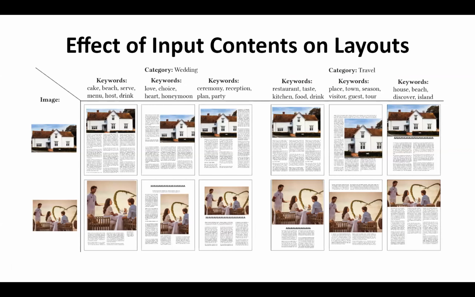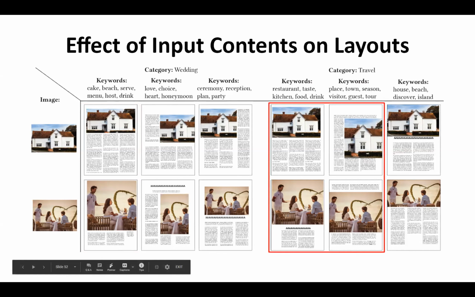And finally, we investigate the effect of input contents on generated layouts. In this figure, each row is generated using the same image, and each column is generated using the same set of keywords. For the first column, as we change the photo from a house to a couple, the layout changes from a more text-heavy one to a larger image followed by some sparse text. And as we change the input keywords from a food description to a place introduction, the images are moved towards the page center. This places the images into more central rows, and that will give readers a stunning first impression of the place to be introduced.